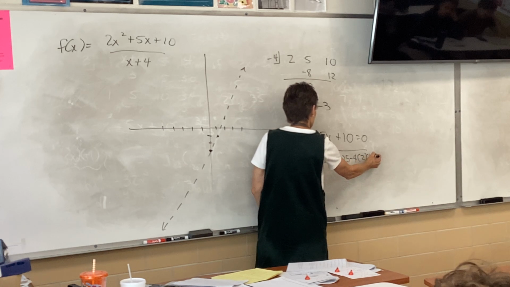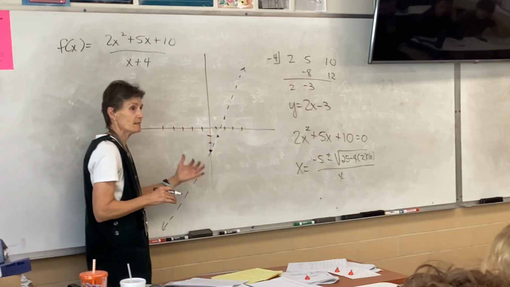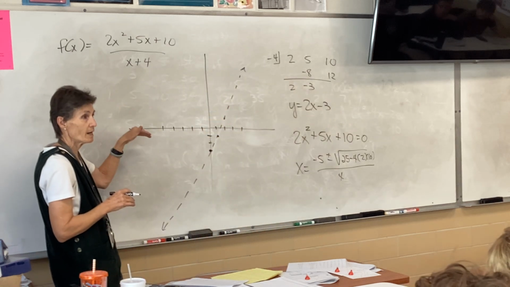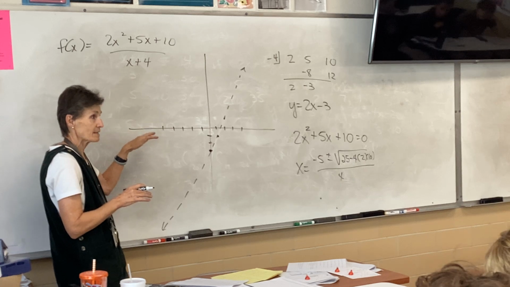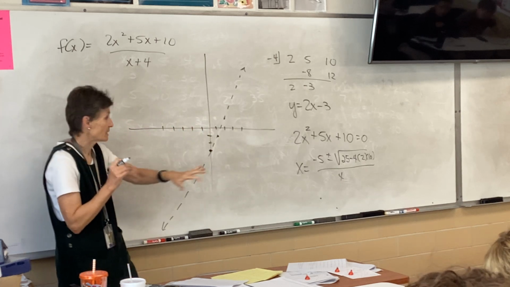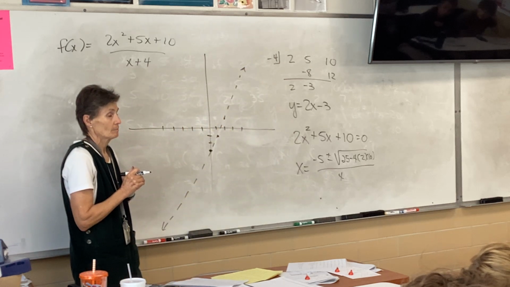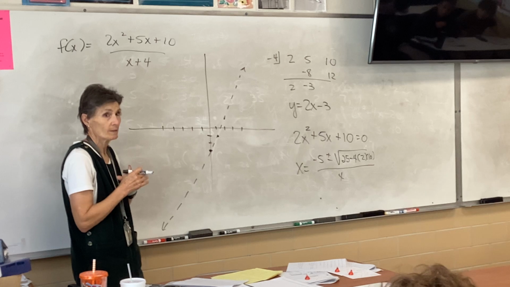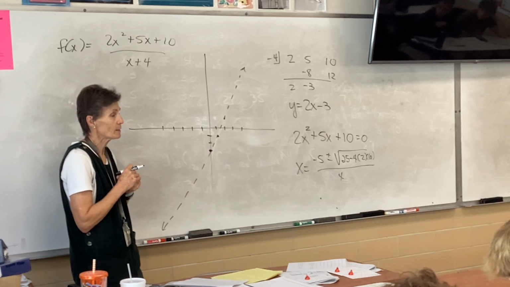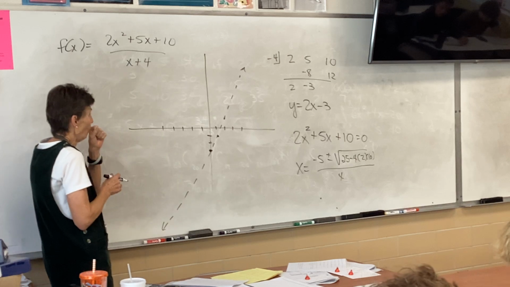What happens? It's going to be imaginary, so what does that mean? We're not going to touch the x-axis. Whatever's happening, you're not going to cross the x-axis because your zeros are imaginary. You okay? This is freaky, we can do it. All right, what else are you thinking about?